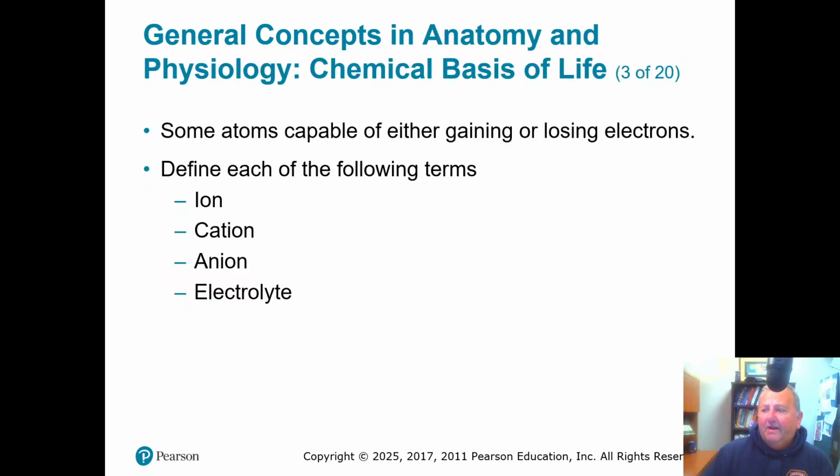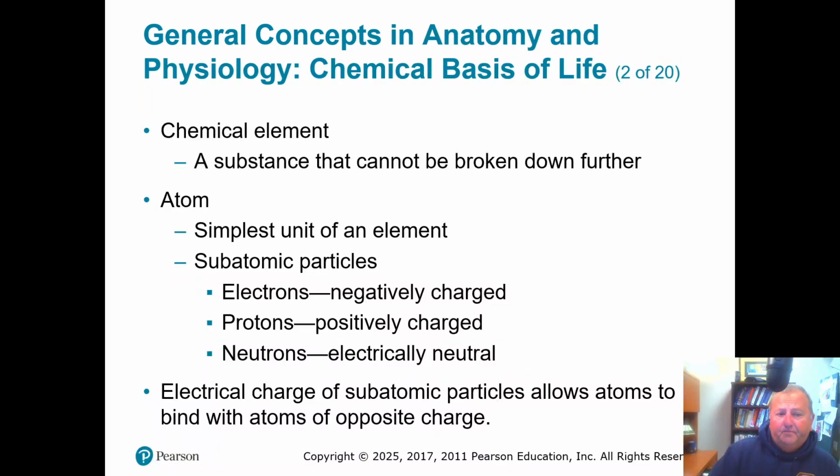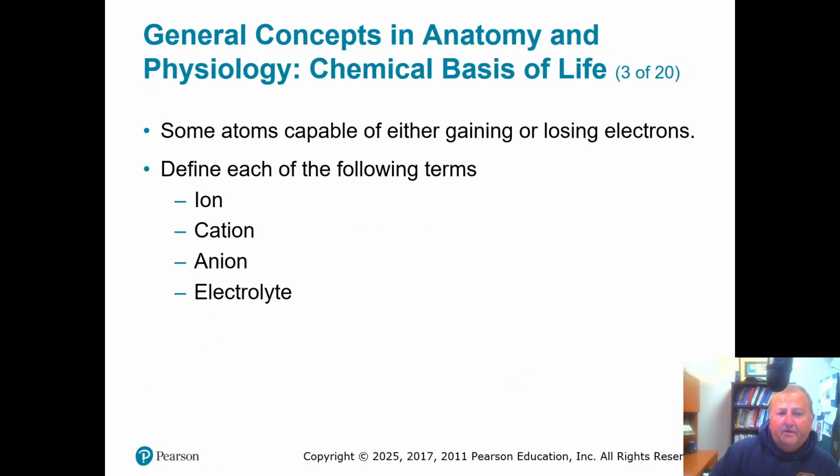So we just defined an ion, the smallest part of the atom. We talked about the cation being a positively charged particle and an anion being a negatively charged particle.